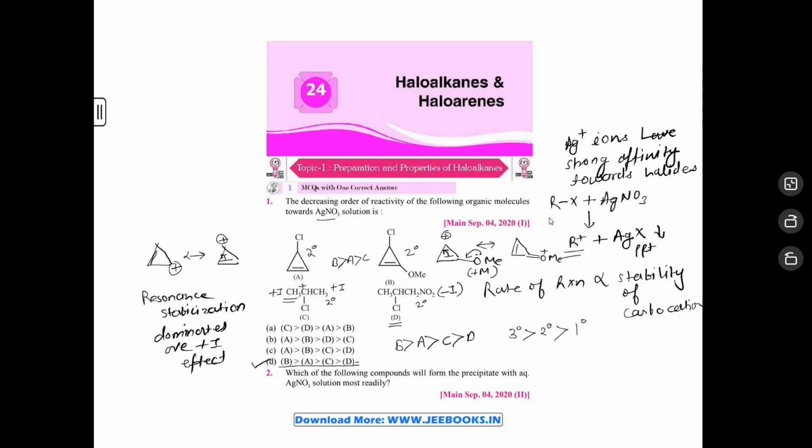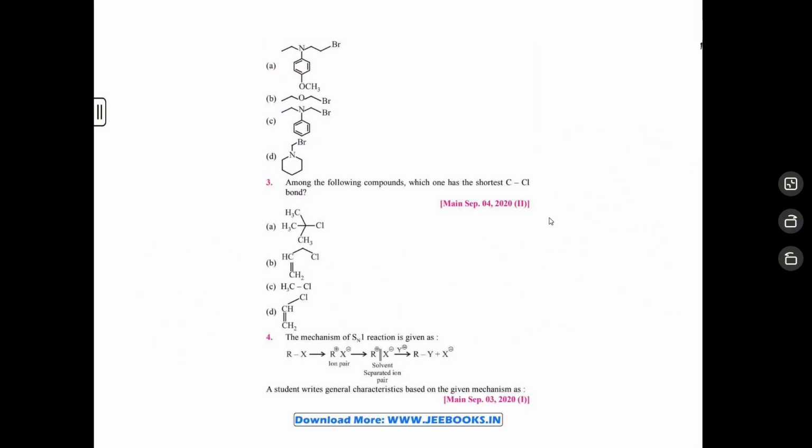As we discussed here, the formation of precipitate depends on the stability of the carbocation. So we have to see which carbocation is forming faster, and that should be the more stable carbocation. So these are the options. In option A, if you break this bond and put the positive charge, this carbocation is not stable. So for sure it will not give the precipitate of silver bromide. This is the precipitate which we are talking about. So this precipitate will not form faster.